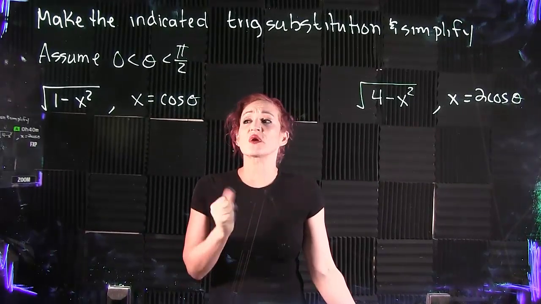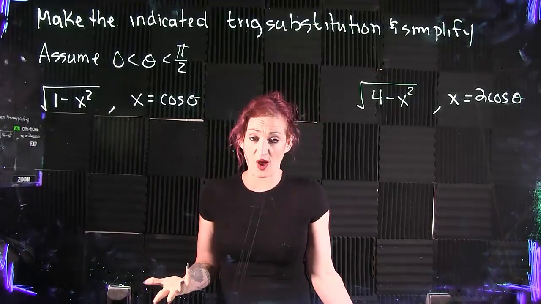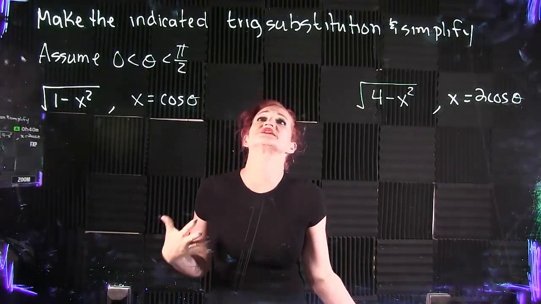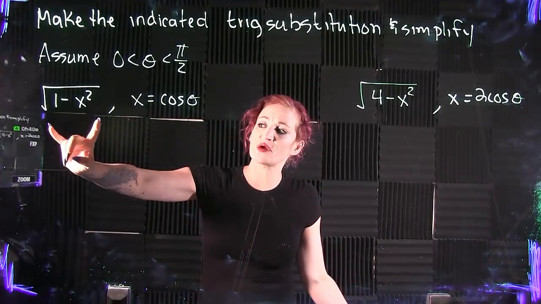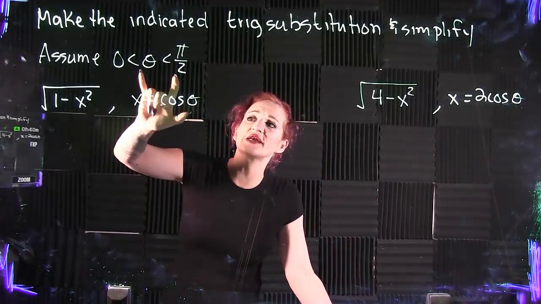Sometimes in working with trig, we need to take an algebraic expression and convert it to a trigonometric one. So that's what this video is going to focus on: we're going to make the indicated substitution in order to convert an algebraic expression into a trig one. So we are going to assume that theta is in the first quadrant.